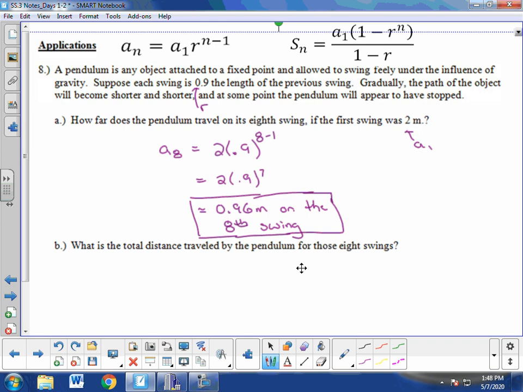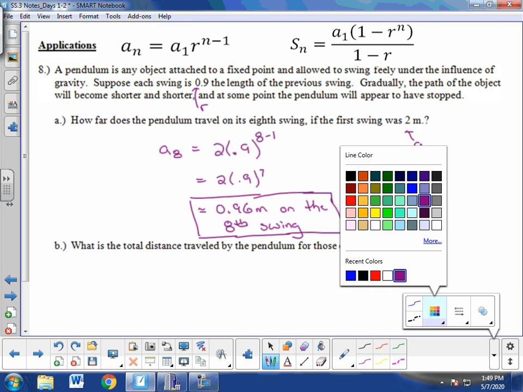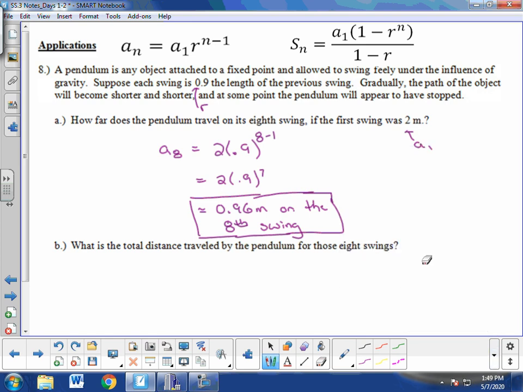So remember, it's going back and forth, back and forth, back and forth. So if I were to find, it's kind of hard to see here, but if I were to find that distance that I just traced there, that would be the total distance that the pendulum traveled. So in order to use that, if we're trying to total, we want the partial sum formula. So in this case, we are trying to find S sub 8 because it is 8 swings that we're dealing with. So we do need to know a sub 1 here in the formula.